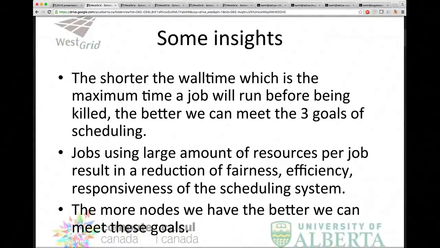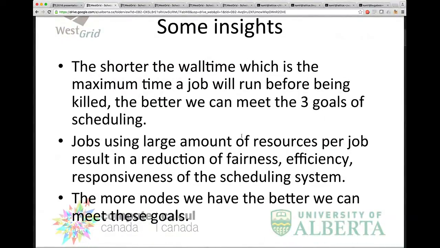So we'll get to some insights here. There's something called wall time. Wall time is the maximum time your job can run before being killed. And the shorter the wall time, the better we can meet all three goals of the scheduling. It's easier to efficiently schedule small jobs. Turnaround time is better because shorter jobs mean that more resources will be coming available all the time. And the system will be more fair, more responsive to the priorities that were originally set up, because the jobs are shorter.